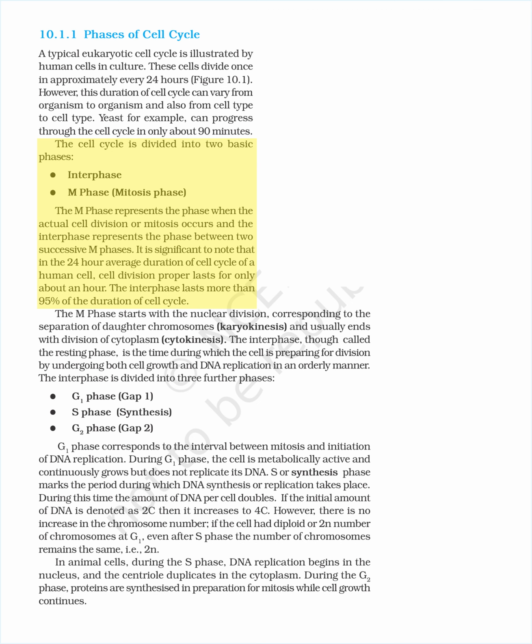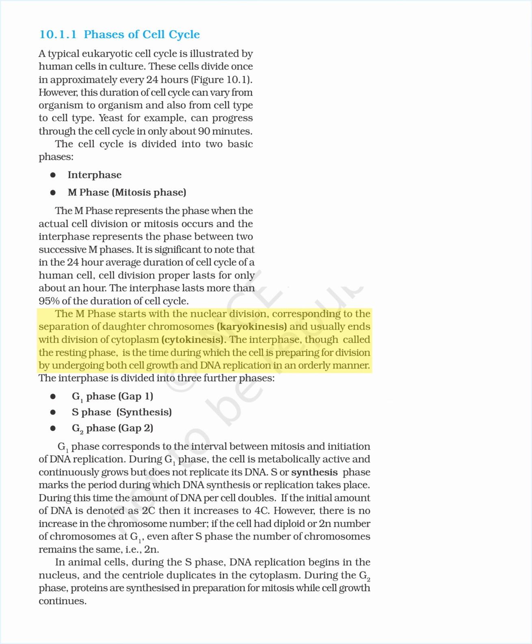The cell cycle is divided into two basic phases, interphase and M phase, the mitosis phase. The M phase represents the phase when the actual cell division or mitosis occurs, and the interphase represents the phase between two successive M phases. It is significant to note that in the 24-hour average duration of cell cycle of a human cell, cell division proper lasts for only about an hour. The interphase lasts more than 95% of the duration of cell cycle.